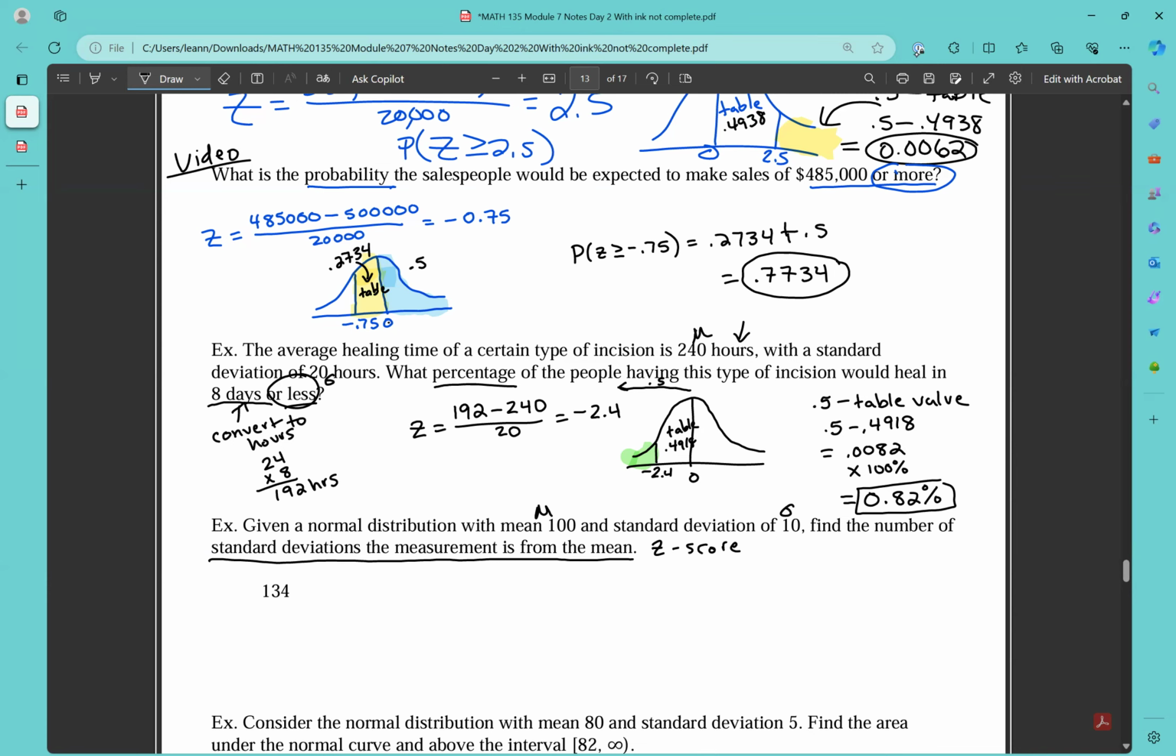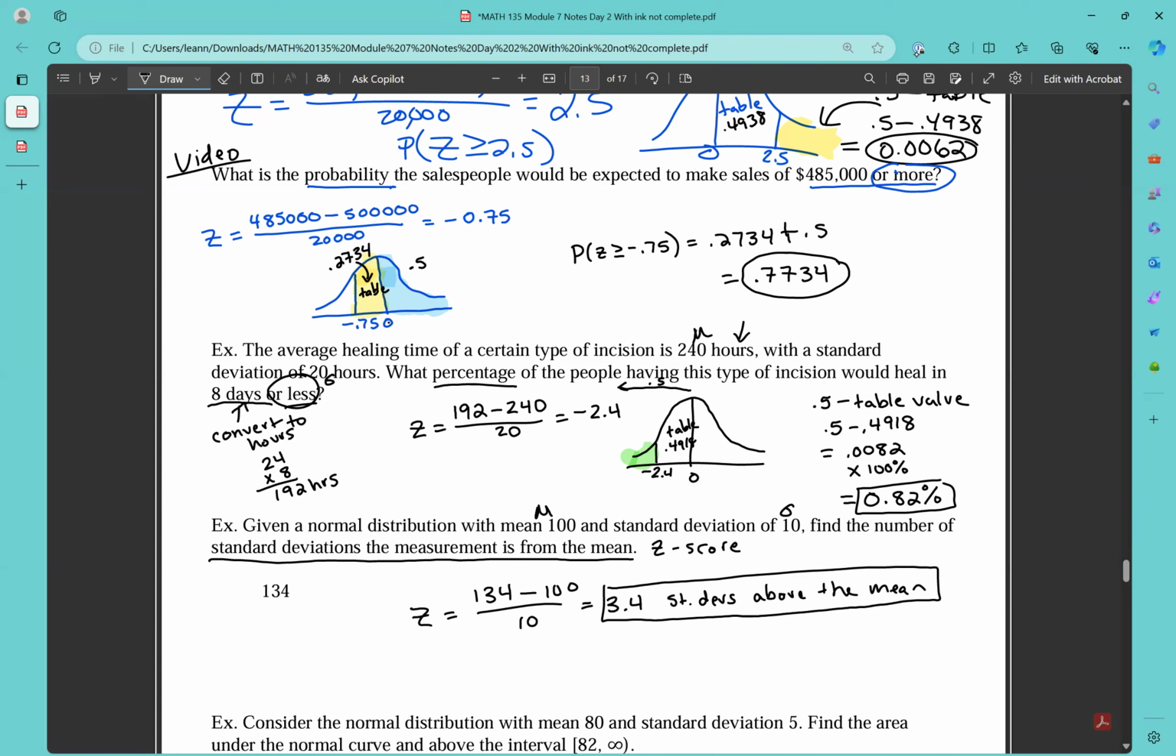So if I take this raw score and say 134, that's the item, minus the mean for the group, which is 100, divided by the standard deviation, this is going to come out to 3.4, because you get 34 divided by 10. So what this means is we are 3.4 standard deviations above, since it's positive, the mean. If we'd gotten a negative z-score, we would say we are that many standard deviations below the mean. Okay.